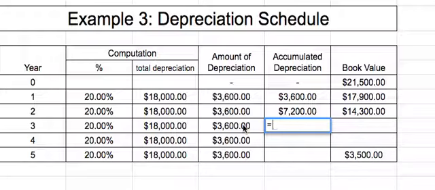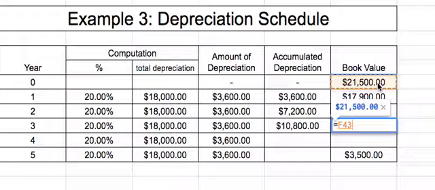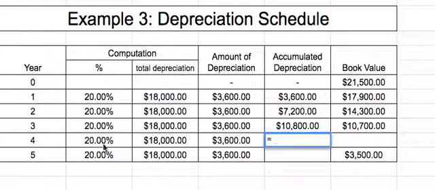Let's go a little faster here. Depreciation times the amount of years. We're going to take the book value minus accumulated depreciation. Find that here. Depreciation times 4. 21,500 minus accumulated. And the last one, we would go 3,600 times 5. And that's 18,000. That should match up for that one.